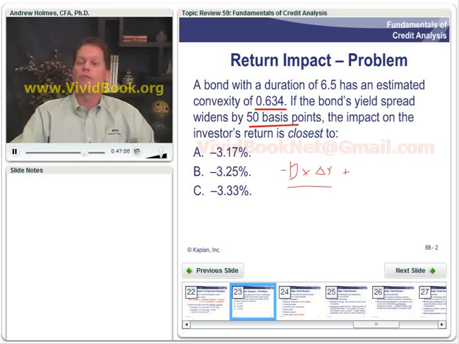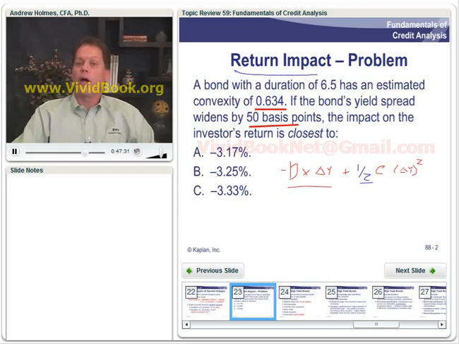What we've seen elsewhere in the curriculum is we take the convexity effect, which I'm going to abbreviate with C, and we multiply that by delta Y. In this case, Y stands for yield spread squared. What we've got to remember here is two things. First of all, we've got to remember that we're going to add the 1/2. That's something we haven't seen before. We know to do that because we're talking about a question on return impact.